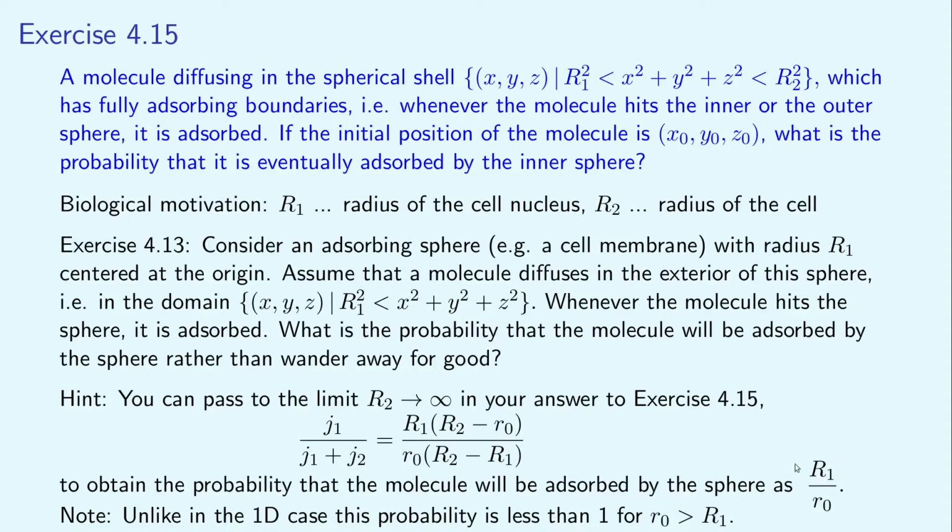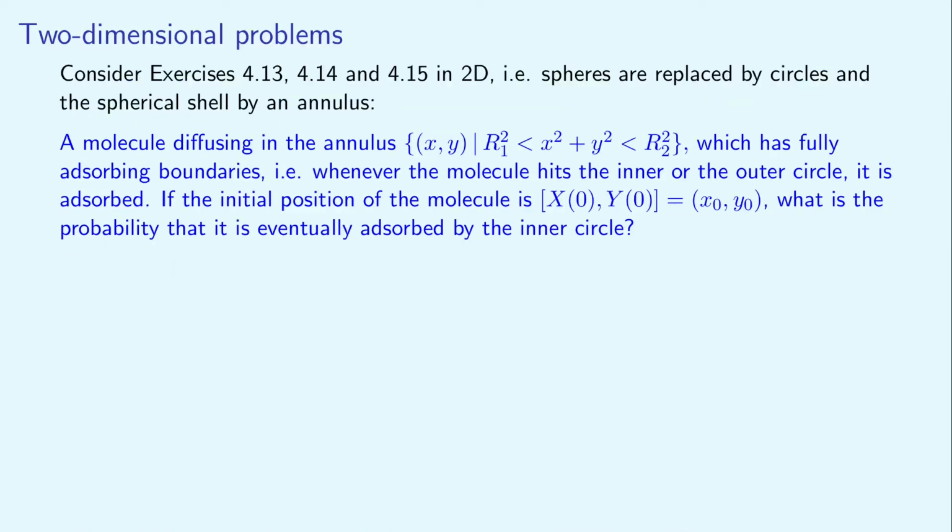that the probability that the molecule will be adsorbed by the sphere is r1 divided by r0. This probability is 1 if we start on the sphere, that is, if r0 is equal to r1. However, unlike in the one-dimensional case, this probability is less than 1 when r0 is greater than r1. So this is a fundamental difference between the one-dimensional and three-dimensional cases. In 1D, every molecule is captured, while in 3D, some molecules can escape and avoid being captured by the adsorbing sphere. A natural question is what happens in 2 dimensions.